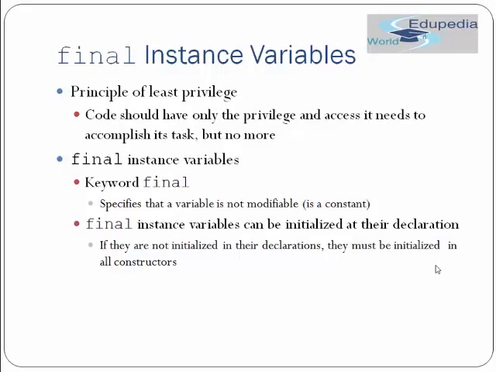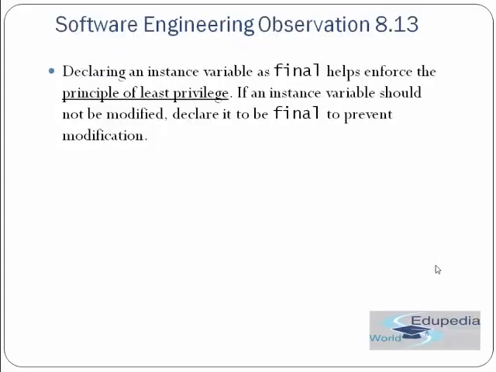And also final instance variables need to be initialized as soon as they are declared. Final instance variable can be initialized at their declaration. If they are not initialized in their declaration, they must be initialized in all constructors. Software Engineering Observation 8.13. Declaring an instance variable as final helps enforce the principle of least privilege. If the instance variable should not be modified, declare it to be final to prevent modification.